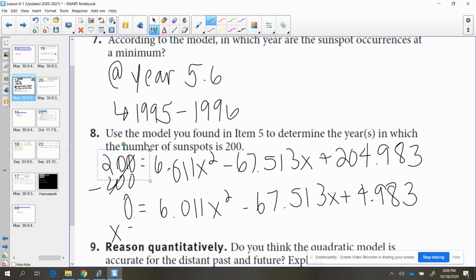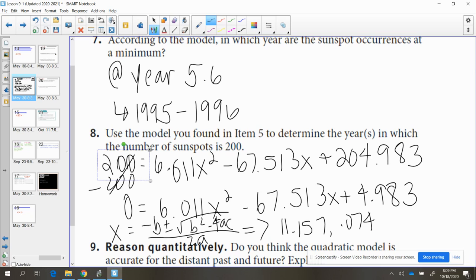Now you should have gotten, if you look at the quadratic formula, you have our lovely friend x equals negative b plus or minus square root b squared minus 4c all over 2a. What ends up happening is we have the two answers of about 11.157 and the second answer of 0.074. So that's basically telling us that in 2001, 11 years after 1990, or 1990 itself, so it's not even a year beyond that, would be when the value is going to equal 200. Okay.